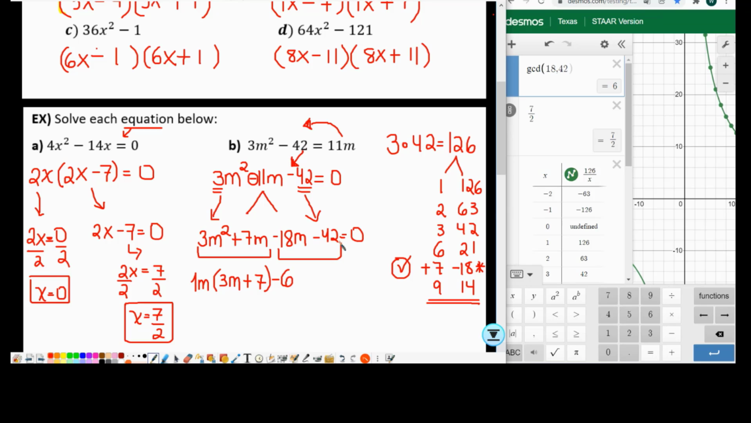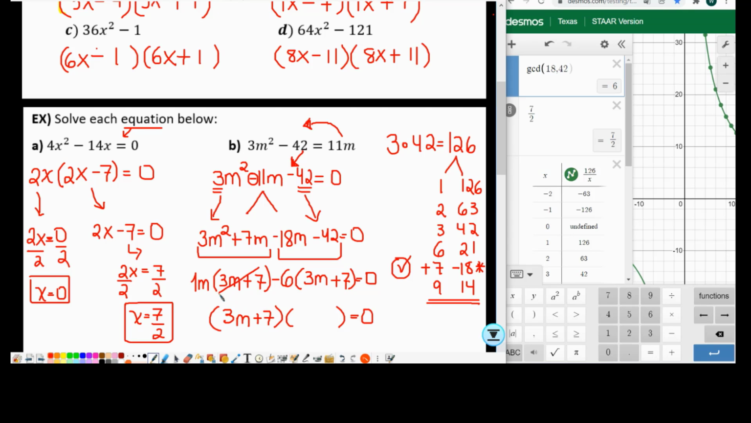Can we factor out an m? No, we can't because the 42 does not have an m. So we open parentheses, 18m, negative 18m divided by negative 6 is positive 3m. And negative 42 divided by negative 6 is positive 7. Now equals 0. Now we open two sets of parentheses. On the first set, it's going to go, what do they have in common? They have in common 3m plus 7.